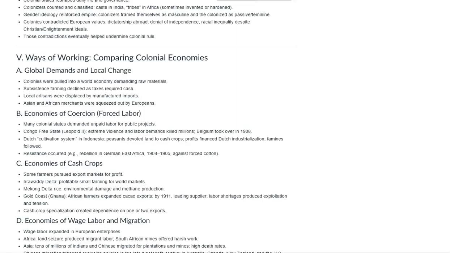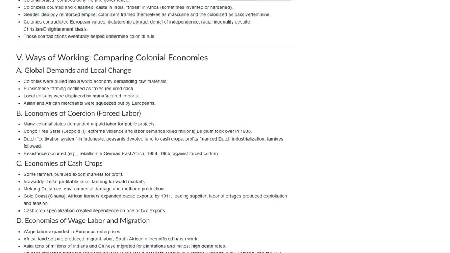But then we have another coercive system, the Dutch cultivation system in Indonesia. Peasants had to devote part of their land to cash crops as a tax, and that helped finance Dutch industrialization. Traditional authorities benefited by enforcing the system. But we also see deadly famines, and forced cultivation triggered resistance, like the rebellion in German East Africa in 1904 to 1905 against forced cotton. Second, we have cash crops. And those economies are shaped by markets.